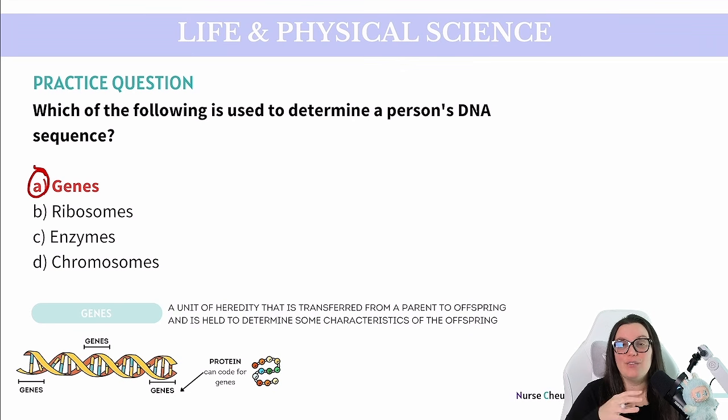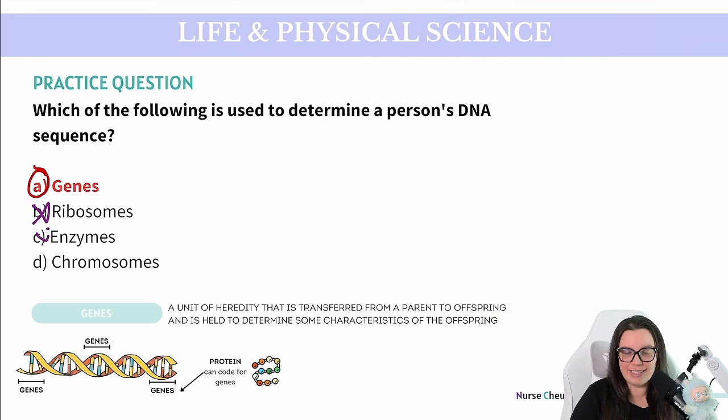That sequence of nucleotides that are found within the gene help us determine the amino acid sequence of proteins that it needs to encode. So absolutely, when we're trying to determine a person's DNA sequence, it's going to be the genes of that sequence, making A the correct answer. Looking at other options, we have ribosomes. So ribosomes are the structures that help us translate mRNA. It has nothing to do with determining DNA sequence itself, making it the incorrect answer.